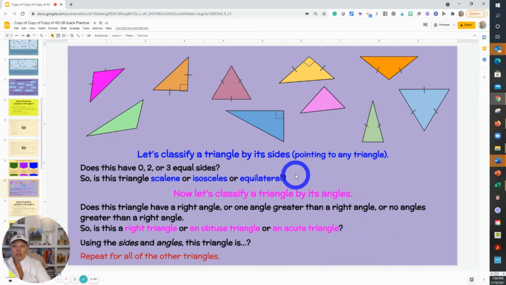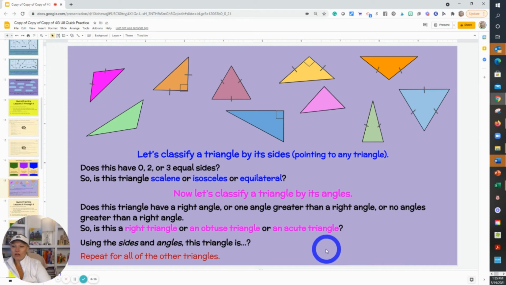Boys and girls, I'm going to point to a triangle, and I want you to tell me, does it have a right angle, one angle greater than a right angle, or no angles greater than a right angle? Class, and they would say 1 right angle. Boys and girls, what is the name of this triangle? Class, and they would say a right triangle.